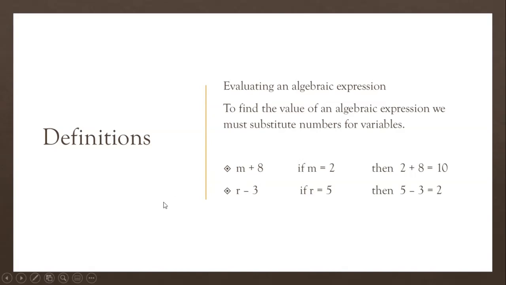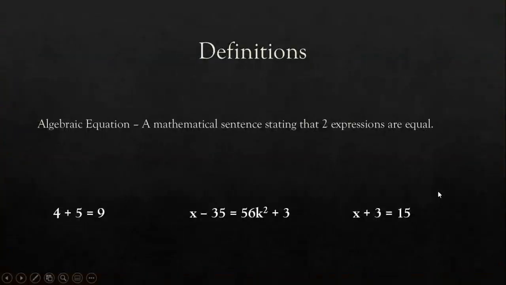So if we let m equal 2, then we'd get 2 plus 8 equals 10. And in this equation, if we let r equal 5, then 5 take away 3 would be 2. So similar to our substitution. An algebraic equation is the exact same thing, except it has an equal sign in between. It's a mathematical sentence stating that two expressions are equal. In other words, the left-hand side is equal to the right-hand side. So in this equation, we have 4 plus 5 equals 9, which is true because 5 plus 4 is 9.